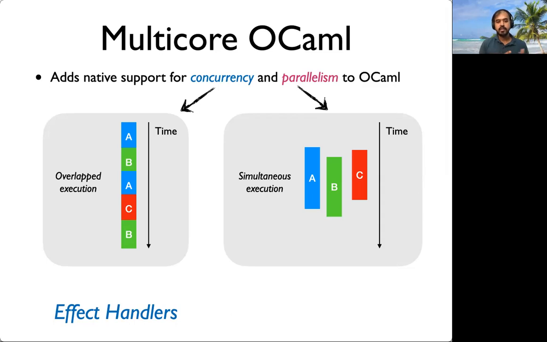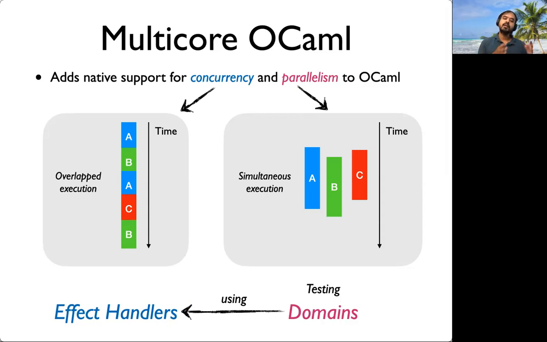For concurrency, Multicore OCaml provides what are known as effect handlers, and for parallelism, it provides a mechanism called domains. The focus of this talk is going to be testing parallel programs written using domains, the concurrent programming mechanism in Multicore OCaml.